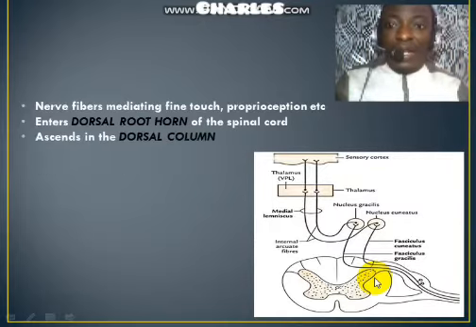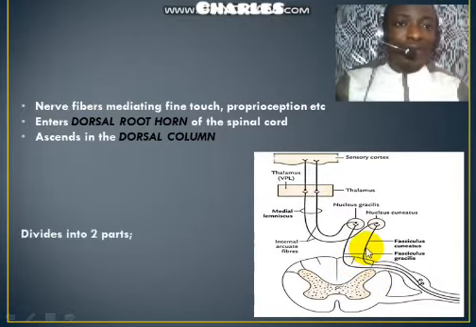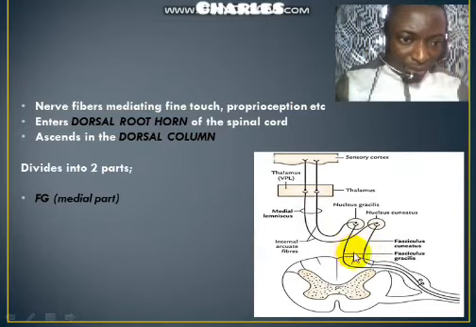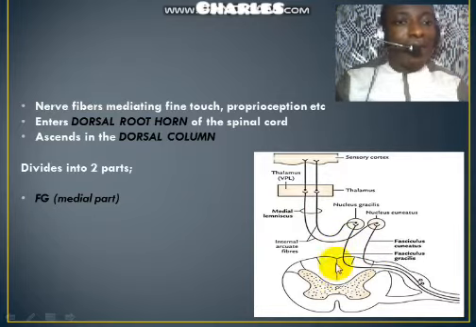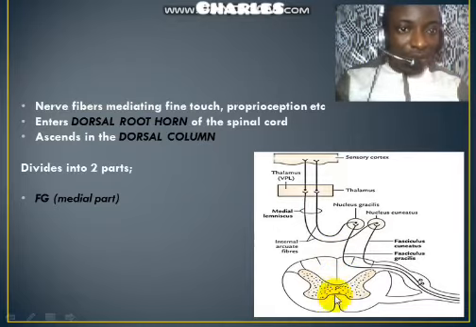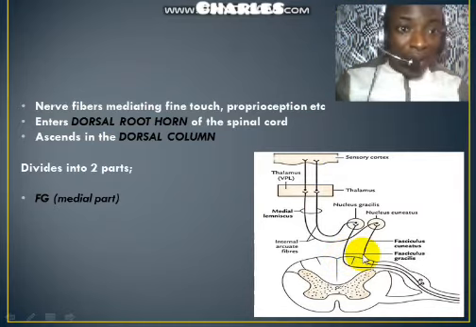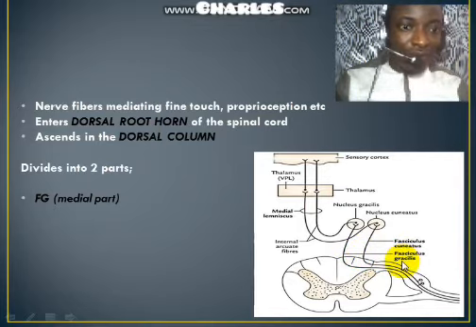Now, the further ascent in the dorsal column of the spinal cord. These fibers now divide into two parts. The first part is known as the fasciculus gracilis, which forms the medial part. It is the medial part because it is closer to the midline of the cord. So it is actually lying medial to the midline of the spinal cord. So the medial division of this fiber is known as the fasciculus gracilis.